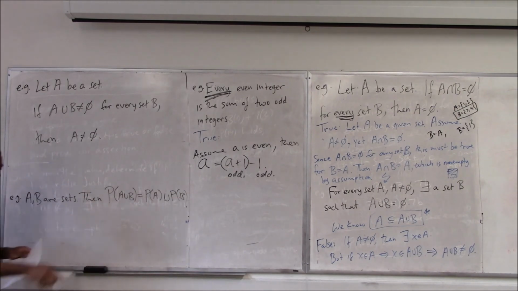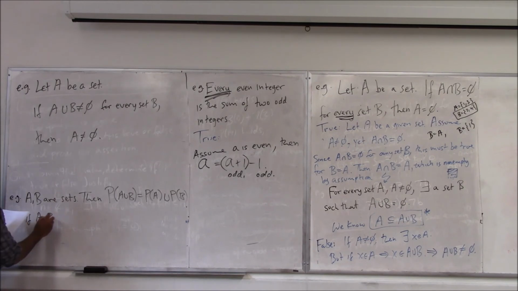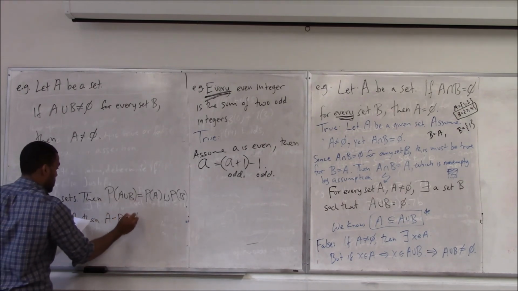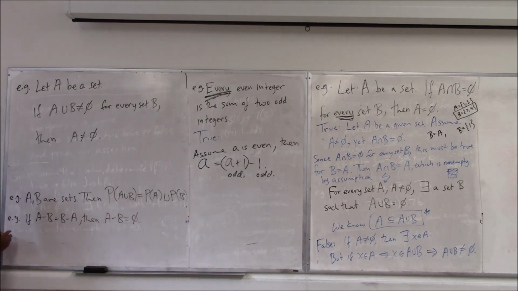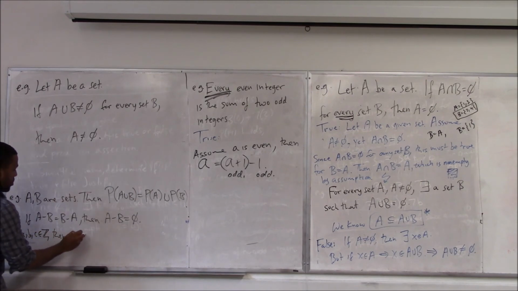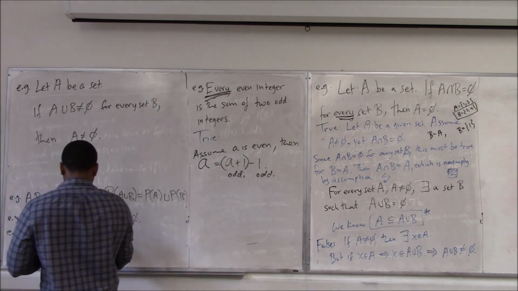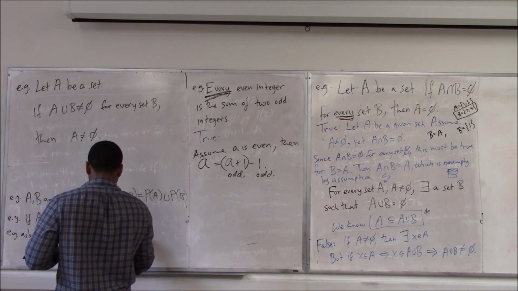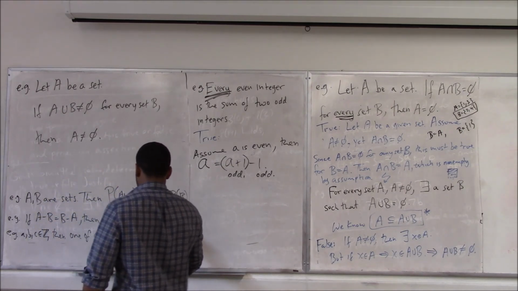Remember, this is our notation for the power set, right? So I'm just asking, is the power set of the union the same as the union of the power sets? If A minus B is equal to B minus A, then A minus B must be the empty set. True or false? Is that true or false?